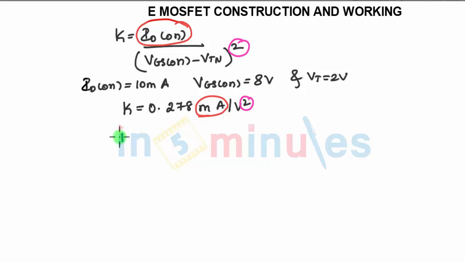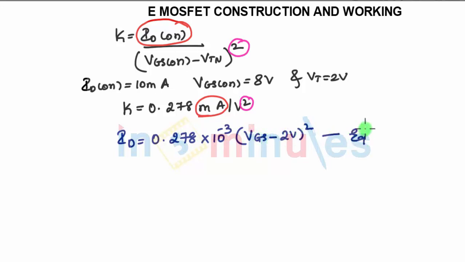So for this particular value, I can find ID as 0.278 into 10 raised to minus 3 into (VGS minus 2 volts) the whole square. This is the equation for drawing the characteristics. You can substitute the various values of VGS and find the value of ID.